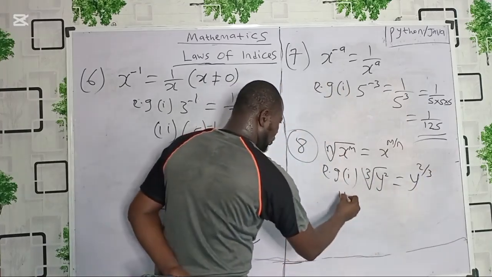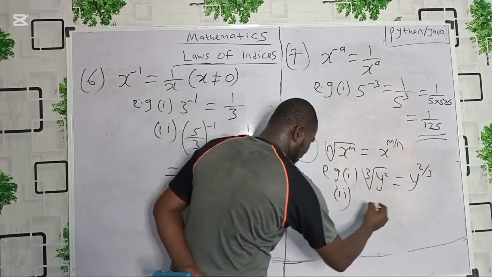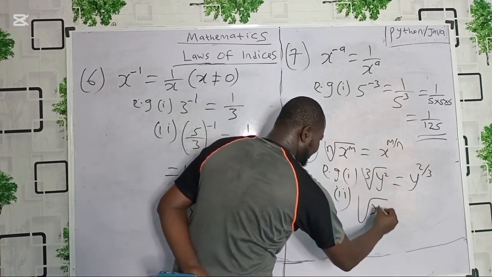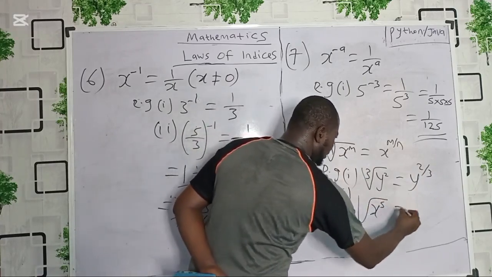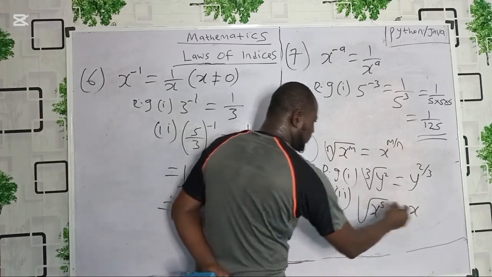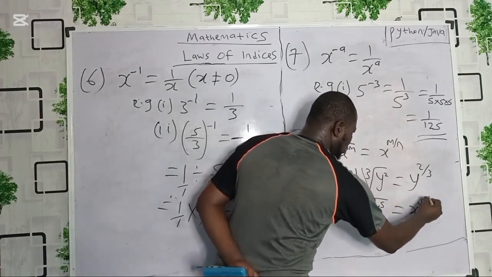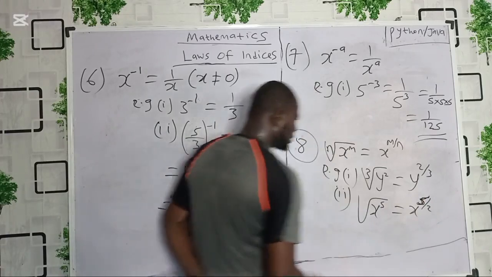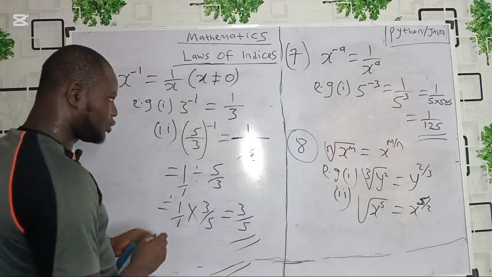Good. Another one, I can say that, okay, what if I have the square root of x raised to power 5? So this will become x raised to power what? The power 5 over what? 2. Okay, this is 5 over what? 2. Please, just take note of that, okay?